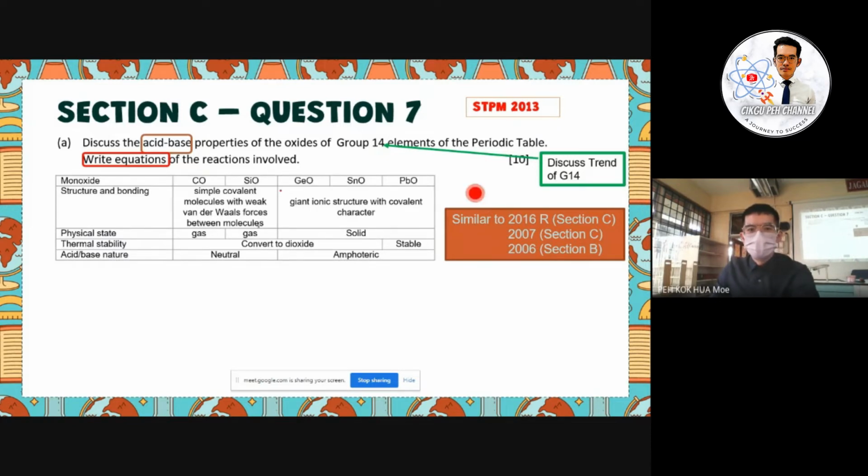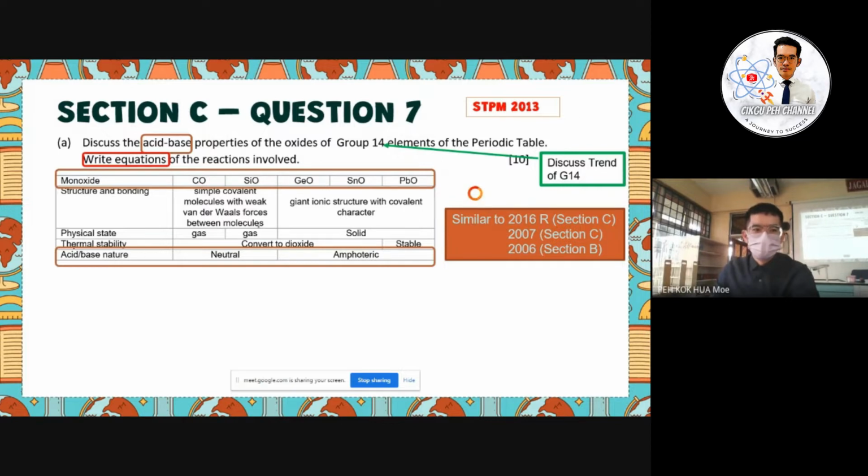Firstly, the question asks you to give the acid-base properties of the oxides. We have 2 groups. One is the monoxide. For carbon monoxide and silicon monoxide, they are neutral, so they do not react with any acid or base. While germanium monoxide, tin monoxide, and lead monoxide are amphoteric, so they react with acid and base. You have to give the equations for this amphoteric property for these 3 monoxides.